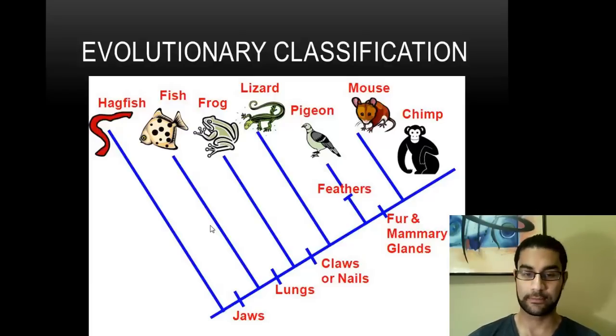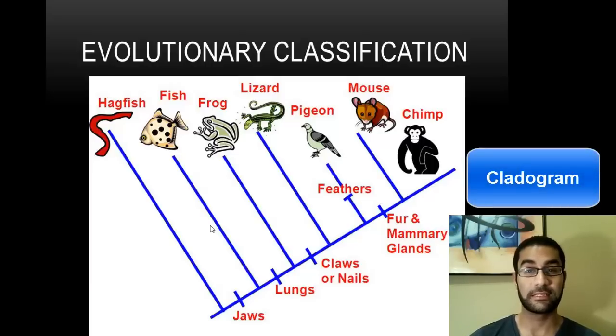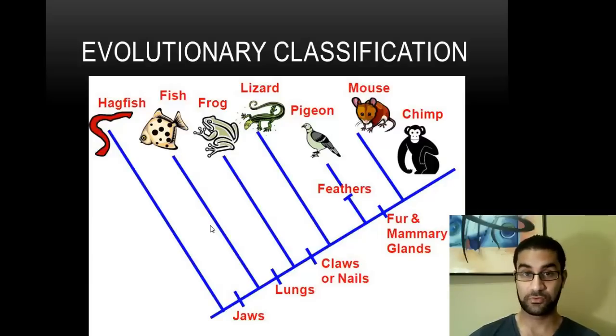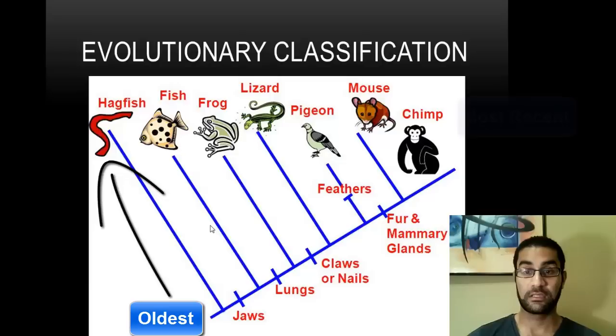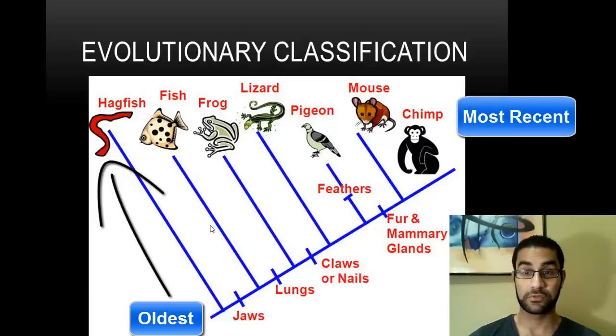So here's the idea. If you look at this timeline, this evolutionary timeline, what we call a cladogram. Cladogram is C-L-A-D-O-G-R-A-M. And a cladogram goes from left to right, oldest to most recent. So in this case, the oldest organism that's thought to have developed out of these six that are there would be the hagfish. And then the most recently developed of those six is thought to be the chimpanzee. So you start at the left and work your way to the right.